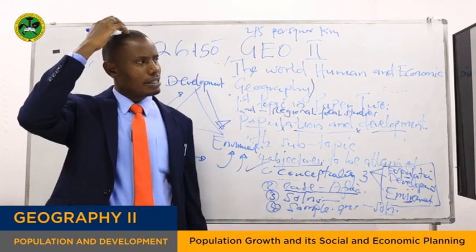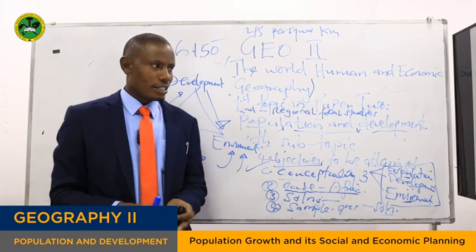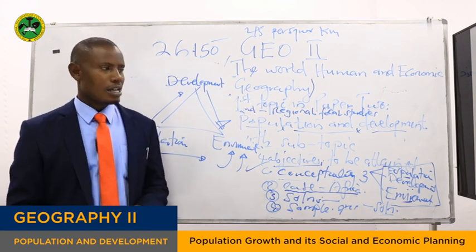But the fourth one is the presence of a high rate of rural-urban migration. This is mainly caused by the stagnation of the agricultural sector, especially in the rural areas, thus a massive flow of people toward the urban areas. They are searching for jobs, and this is targeted at the young generations. We have seen young people moving from Songwe, Morogoro, and Singida, flowing to Dar es Salaam for housework-related activities. But those are just a few examples. We have so many regions where we see there is a high flow of people coming to the urban areas.